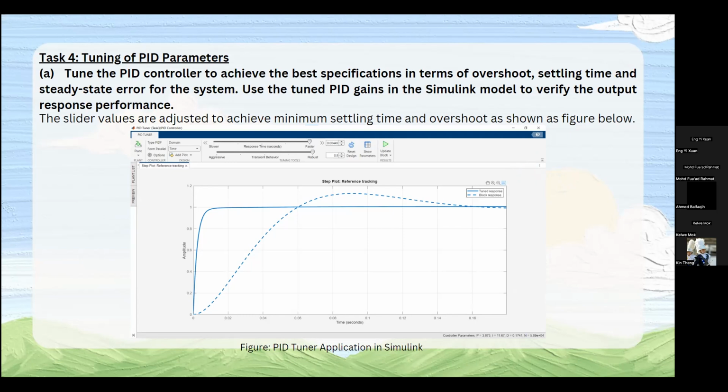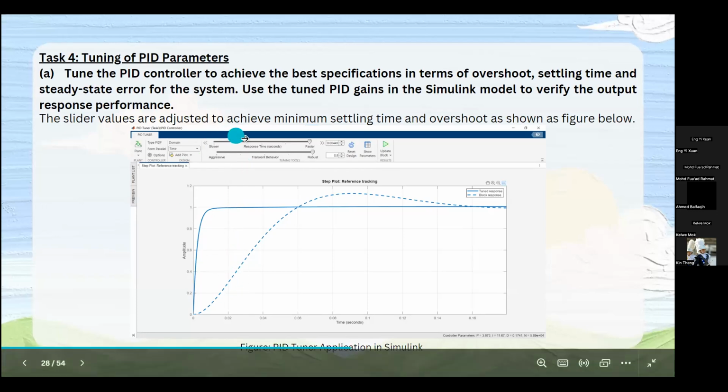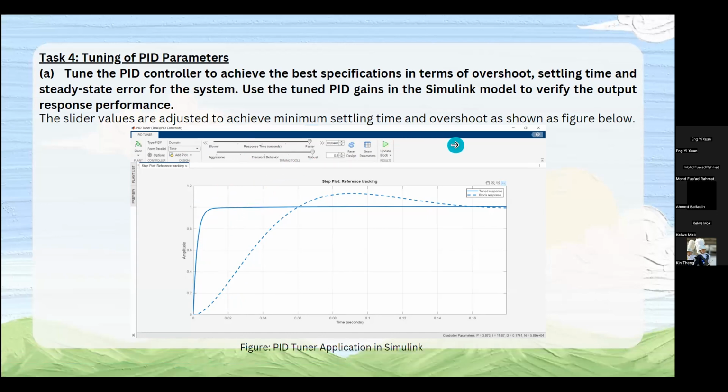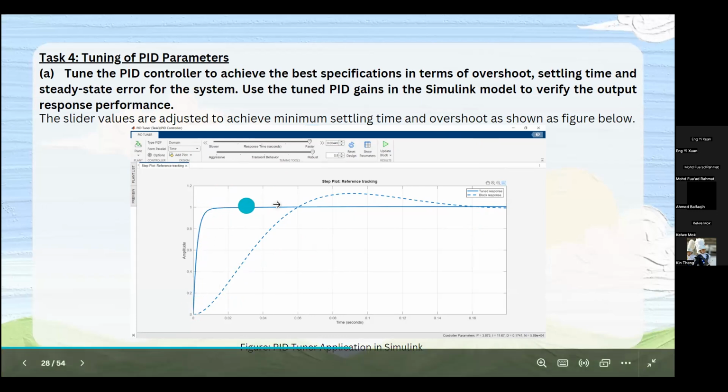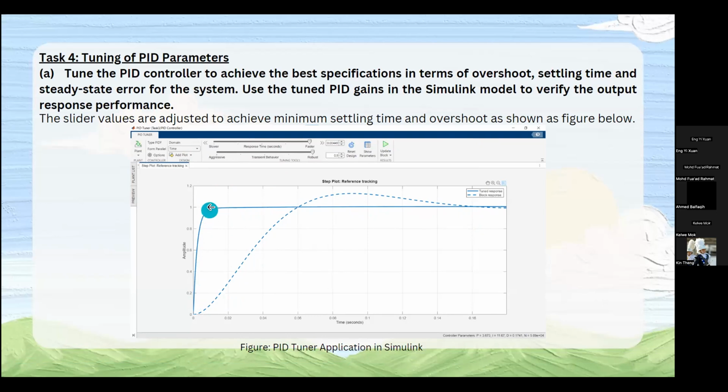Okay. So task 4 is for the tuning of the PID parameters. We are trying to adjust the graph so that we can achieve the minimum setting time and overshoot of the system. So we can see from this one, the tuned response is the solid line.